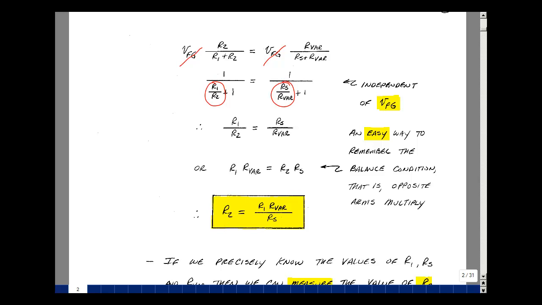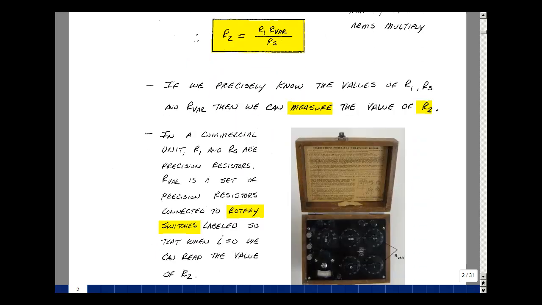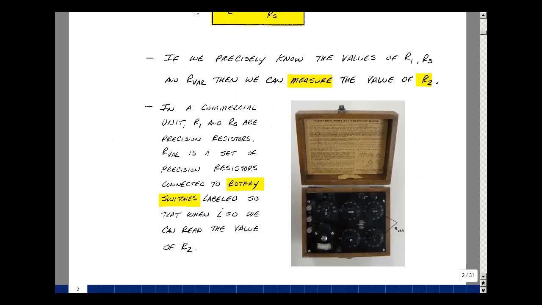That would allow us to measure an unknown resistance by pre-measuring other resistors, and we could do that with a voltage source and an ammeter and figure out the exact values of resistors and then build an instrument. And in fact, that's what was done as the first resistance measuring device. Here's a picture of a Wheatstone bridge, rather an old instrument. The way it's set up again is that R1 and R sub S are precision resistors set equal to each other, and R variable is a collection of precision resistors on parts of a switch, and when you rotate these switches, you actually get the value of the unknown resistance.